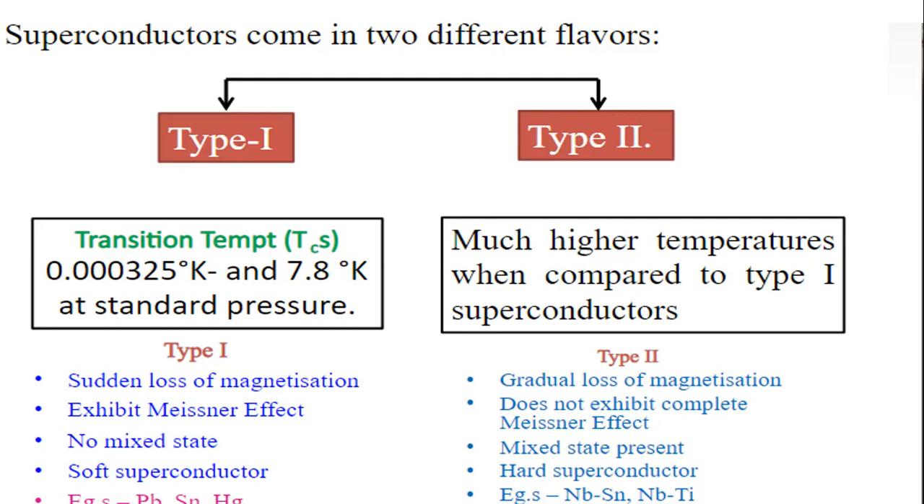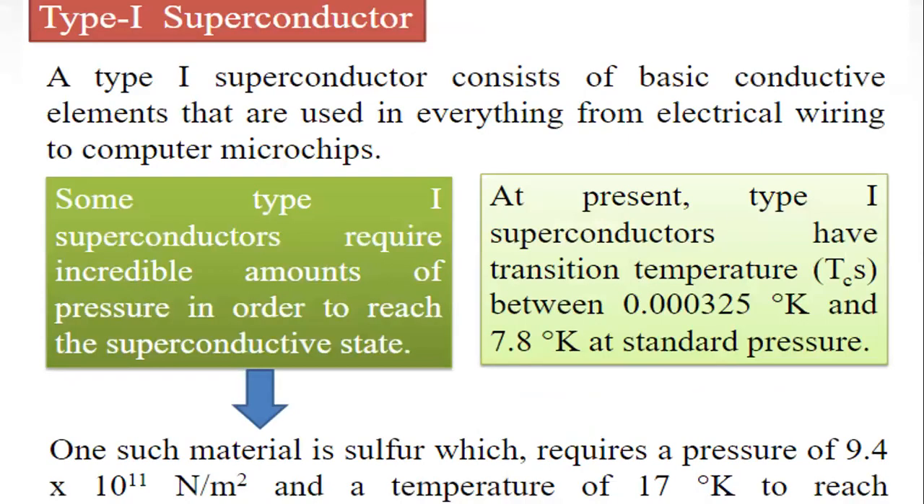In the examination, they will ask you to differentiate between type 1 and type 2 superconductors. So if you write down these 5 to 6 points, that will be enough for you to score maximum marks, right? Now we'll go in depth into type 1 superconductors.